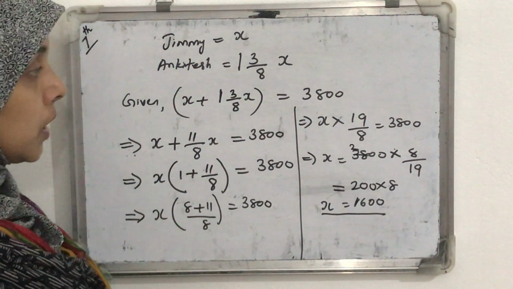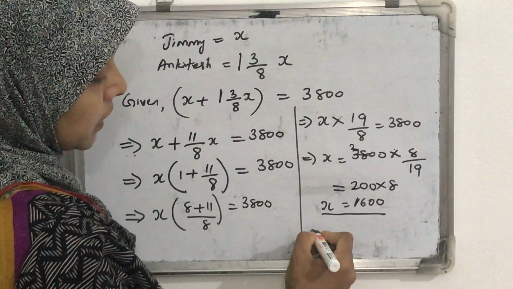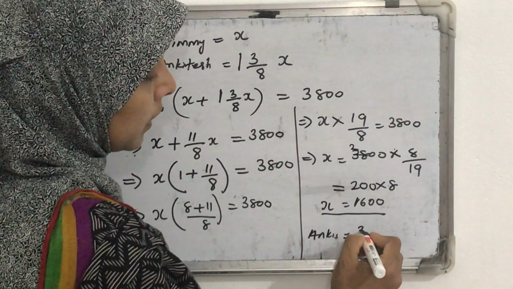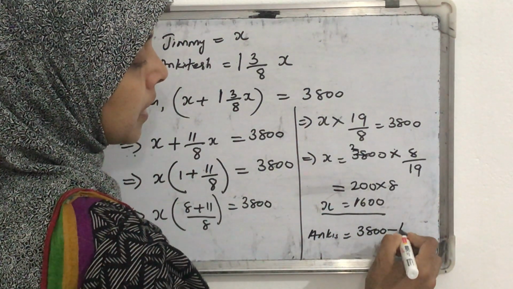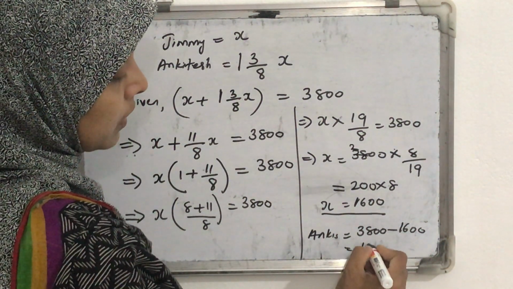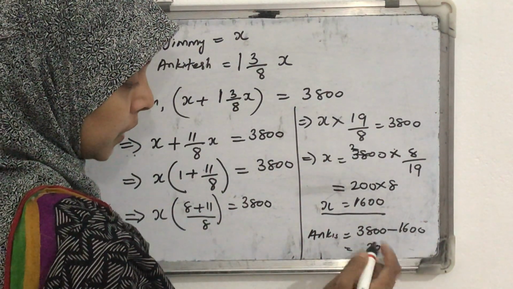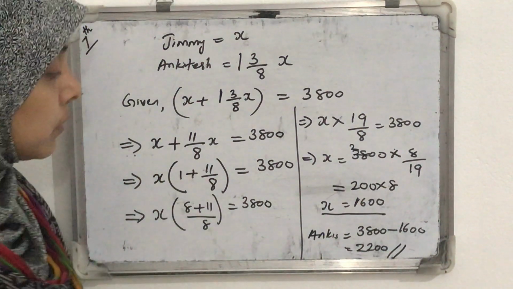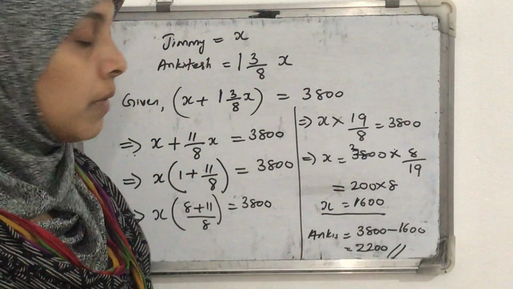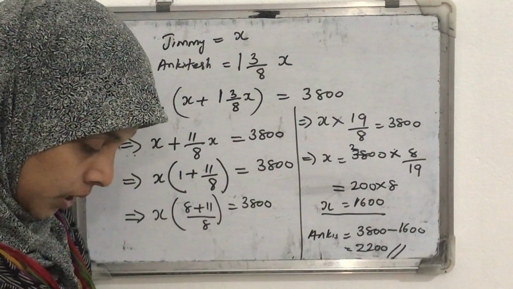And together they sold for 3800 rupees, which is given. Therefore, Ankitesh sold for 3800 minus 1600, so we will get 2200. Tickets sold by Ankitesh are 2200 and tickets sold by Jimmy are 1600. Then the problem is completed.